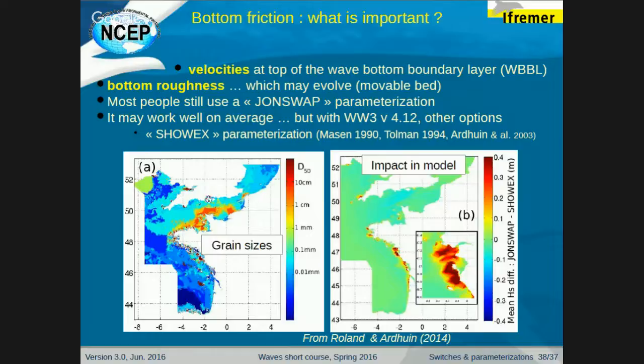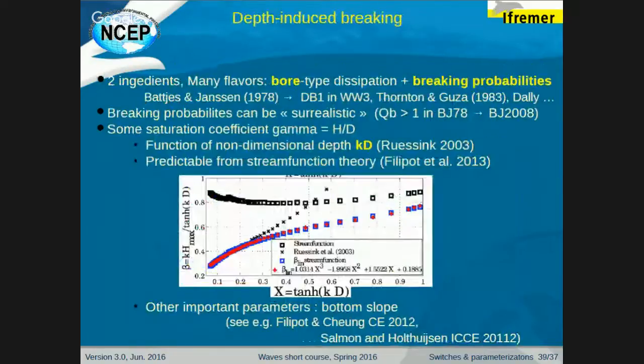Now, if you look at the impact that this has in the model, this is a difference in wave height, the average difference over 1 month between the so-called JONSWAP parameterization and the SHOWEX parameterization, which uses this effect of the bottom roughness. So you can typically have mean differences of more than half a meter. And this region here around L'Île-d'Yeu has this nice rocky outcrop, and this is where we are actually lucky to have 1 buoy. So we could tune this roughness to get exactly the right height at the buoy, and this is what we did.